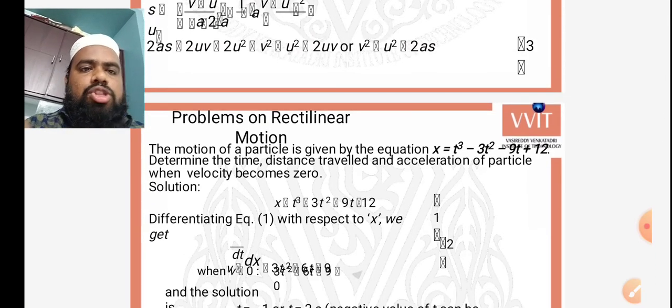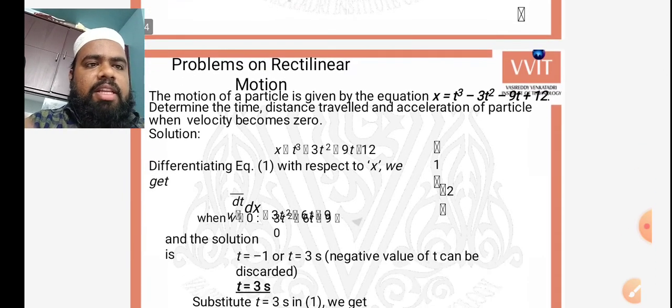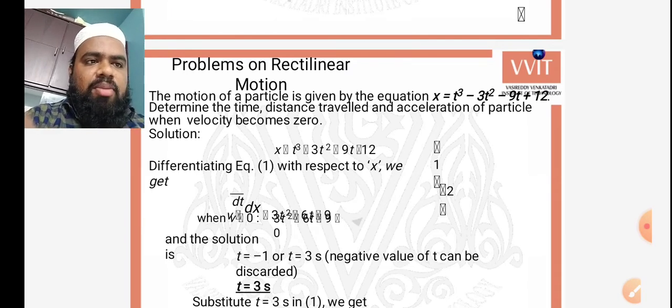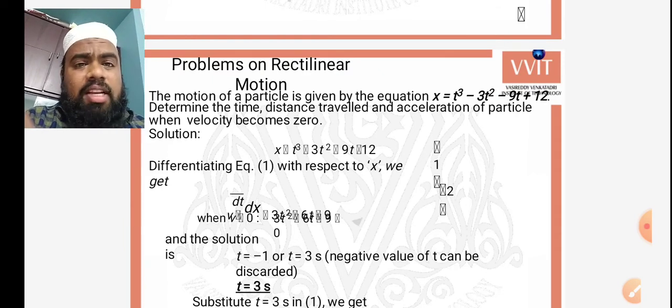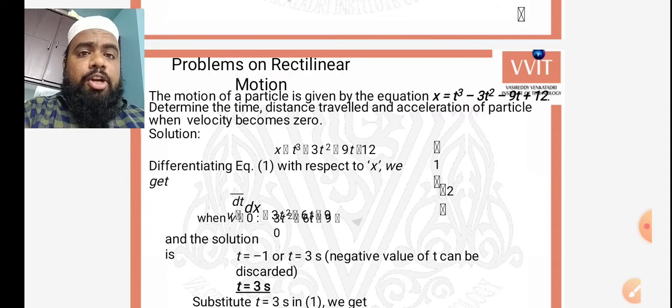The motion of a particle is given by the equation x is equal to t cubed minus 3t squared minus 9t plus 12. Determine the time, distance traveled and acceleration of the particle when velocity becomes 0. I think it is very easy to find out. It is very easy to do.